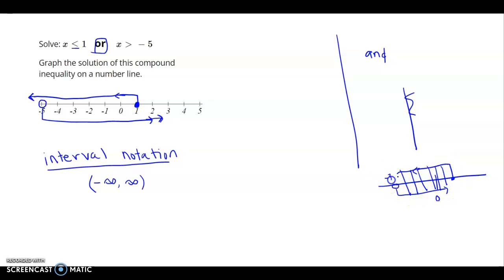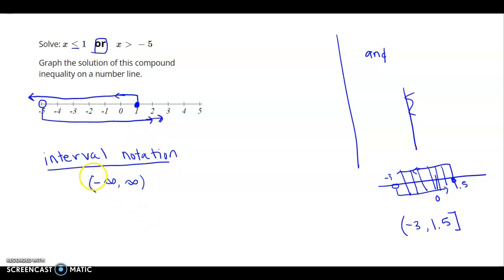We'll call this -3 and call this 1.5, just so we don't get them confused. So this one would be -3. We'd have a parenthesis there because it's not equal to, and then it would go up to 1.5, and it would be a bracket because it is including. Okay, so it's a big difference when it's and versus or. Or just means anywhere the line goes.